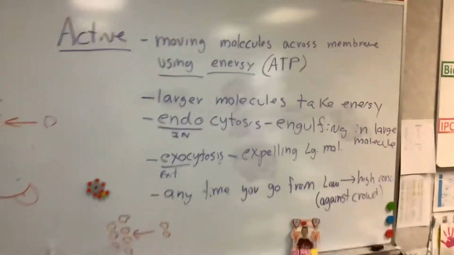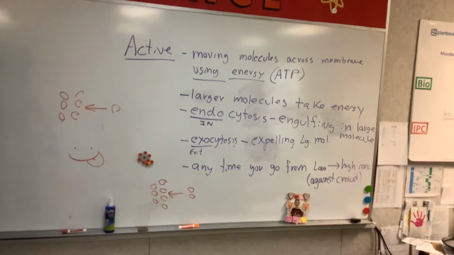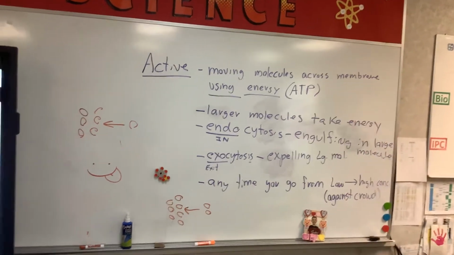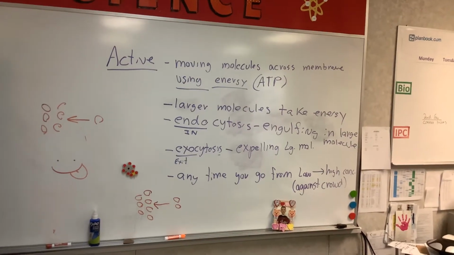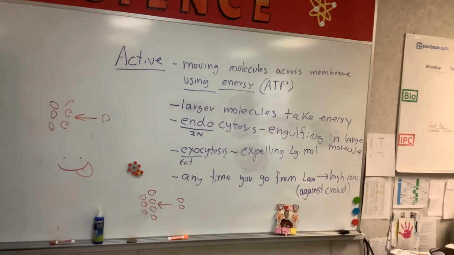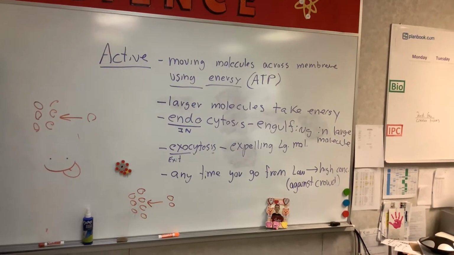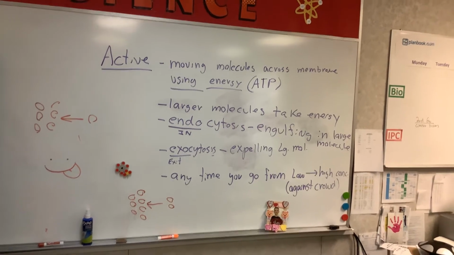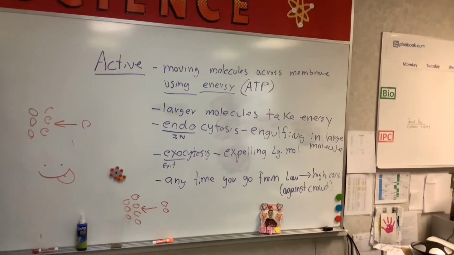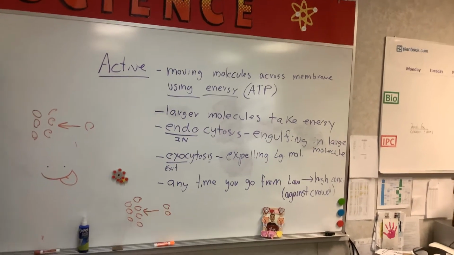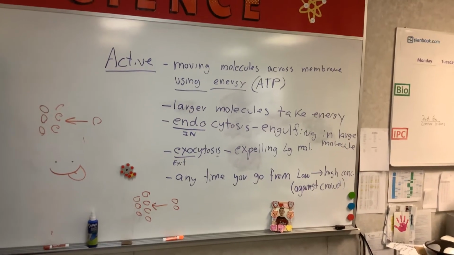Okay. So active transport, this is moving molecules across the membrane using energy, specifically ATP energy. If you ever see ATP on there, they're probably talking about active transport. Now, larger molecules also take energy. Endocytosis, endo meaning in, this is when something moves in. Usually the cell membrane has to open up and engulf it. It takes a lot of energy to move the cell membrane like this. Then exocytosis, this is when you expel something, and also the cell membrane takes a lot of energy doing this.